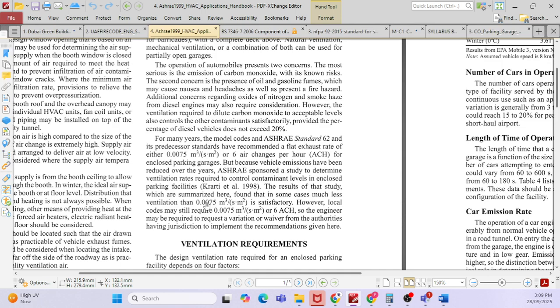However, local code may still require 0.0075 meter cube per second per meter square, or 6 air changes per hour. Just now we have seen the Dubai building code. They are clearly saying 6 air changes per hour, even though there are lesser emissions. So the engineer may need to request a ventilation waiver from the authorities having jurisdiction, AHJ, to implement the recommendation given here.